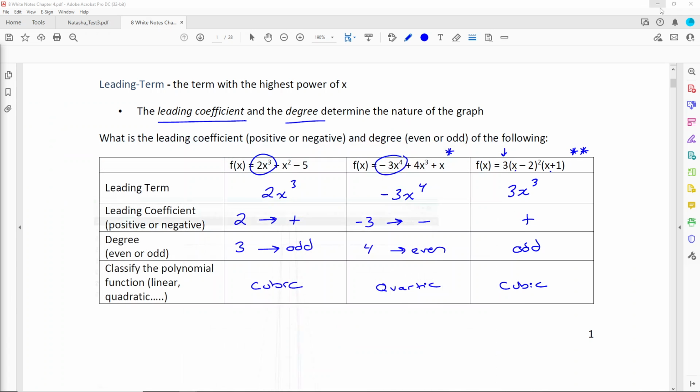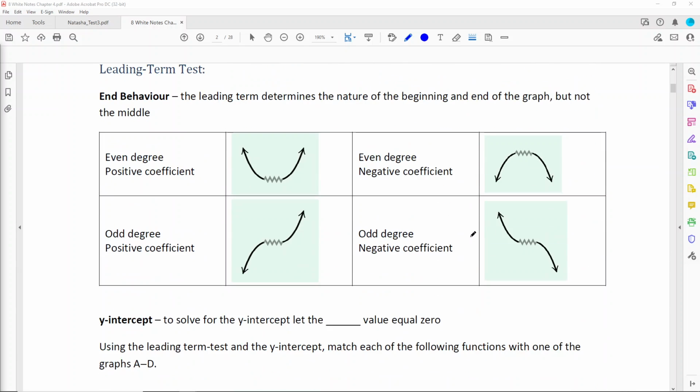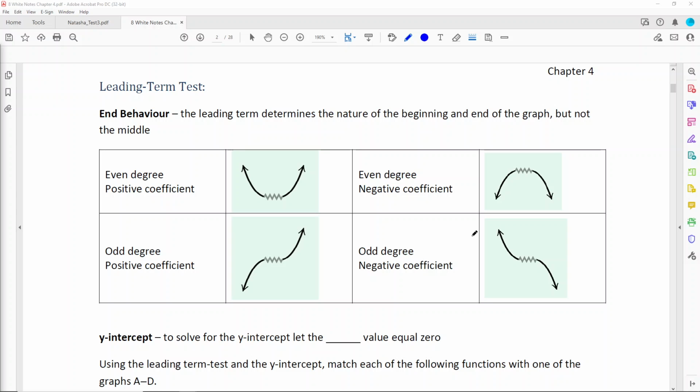So we can make that generalization. We can say that according to the leading term test, we can determine the end behavior of our graph dependent on whether it's an even or an odd degree, and then depending upon whether the coefficient is positive or negative. So an even positive graph starts in quadrant 2, ends in quadrant 1. An even negative graph starts in quadrant 3 and ends in quadrant 4.